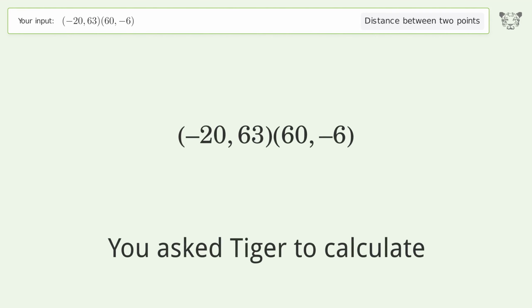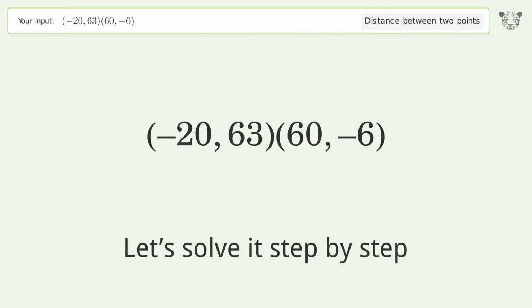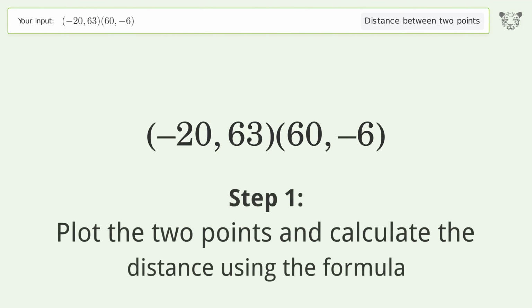You ask Tiger to calculate. This deals with the distance between 2 points. The distance between the 2 points is the square root of 11,161, or 105.646. Let's solve it step by step. Plot the 2 points and calculate the distance using the formula.